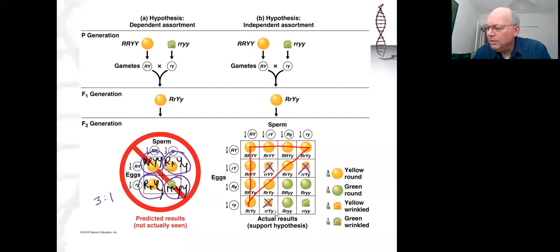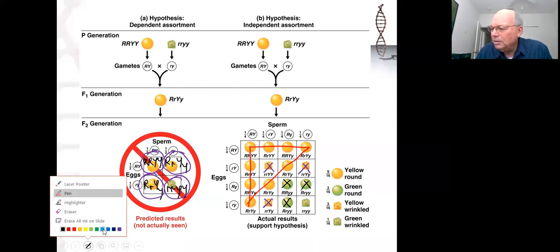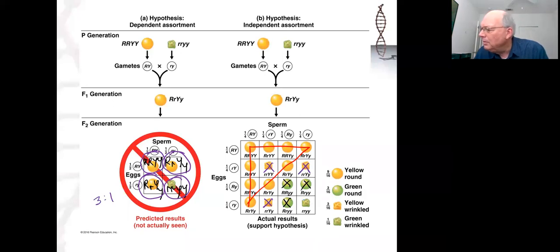You get, well, green won't work on that one, will it? Let's do it in black. We get 3 of these, which is the round, which is the dominant, with the recessive green color. And then you get, let's do blue, I guess, one of those, which is the wrinkled and green, the double recessive.